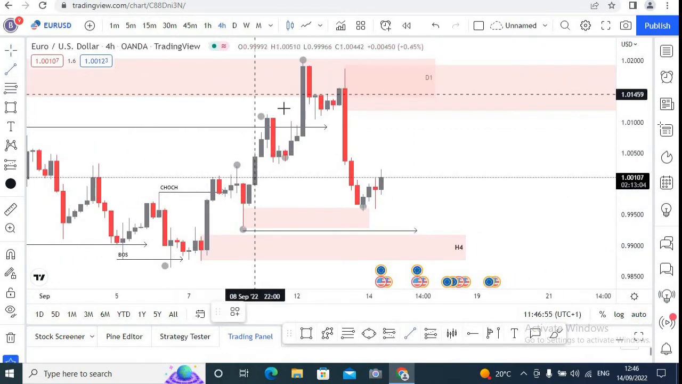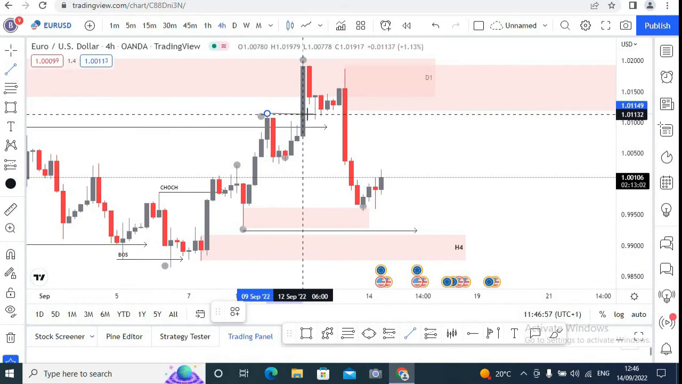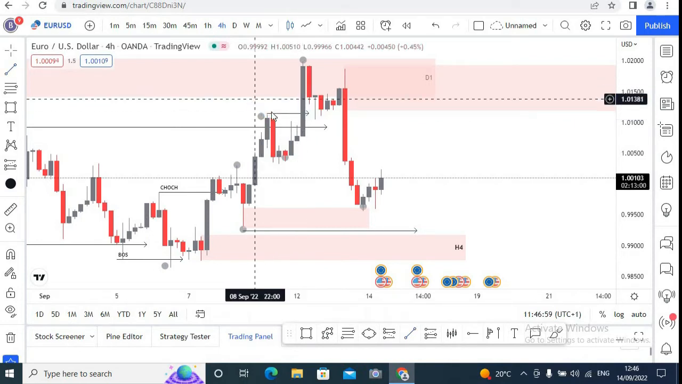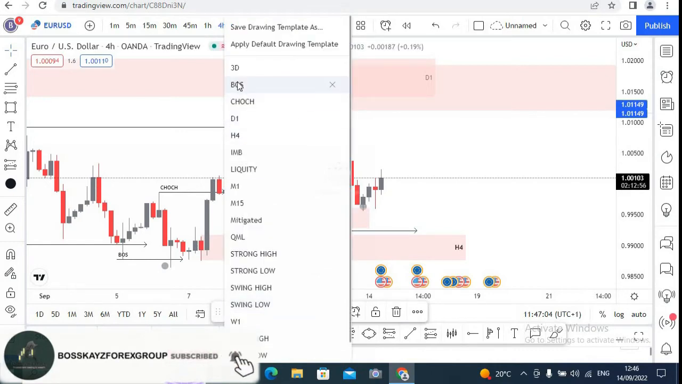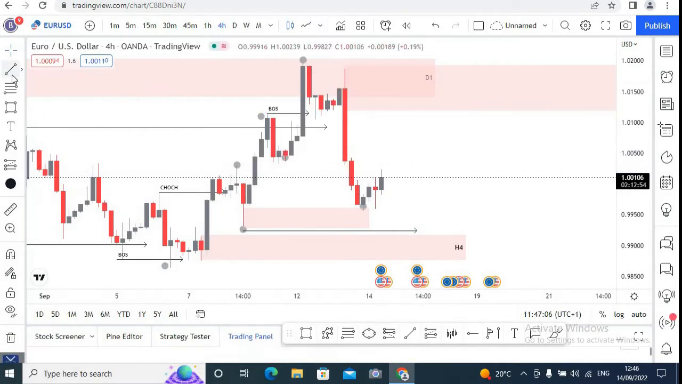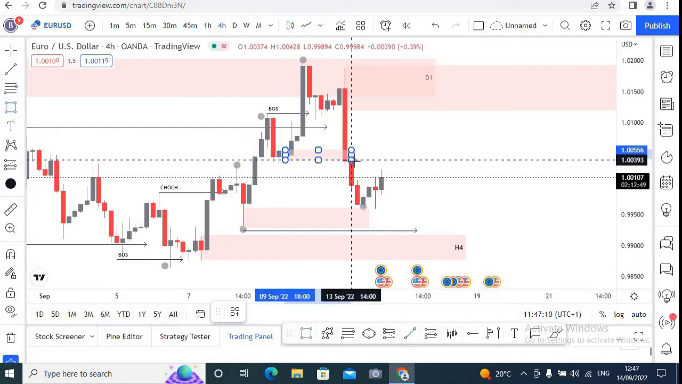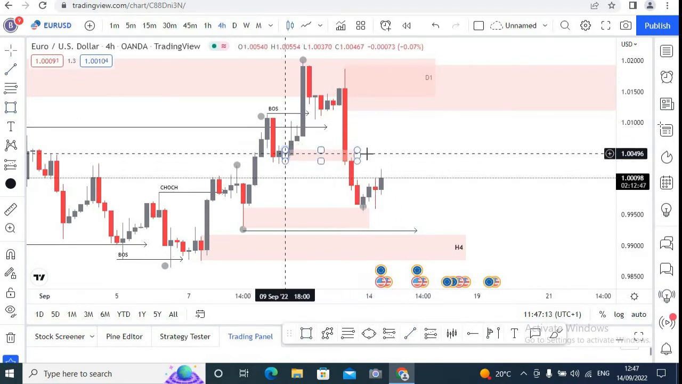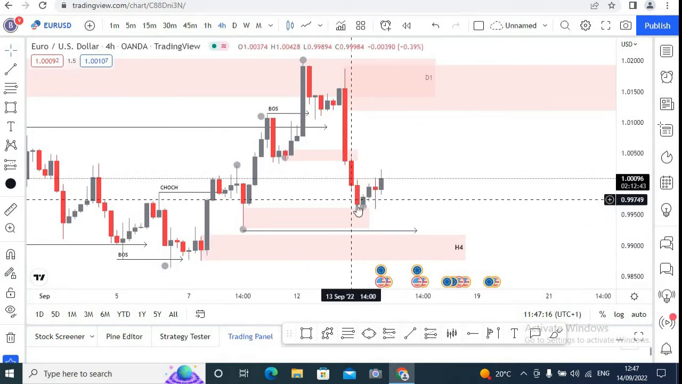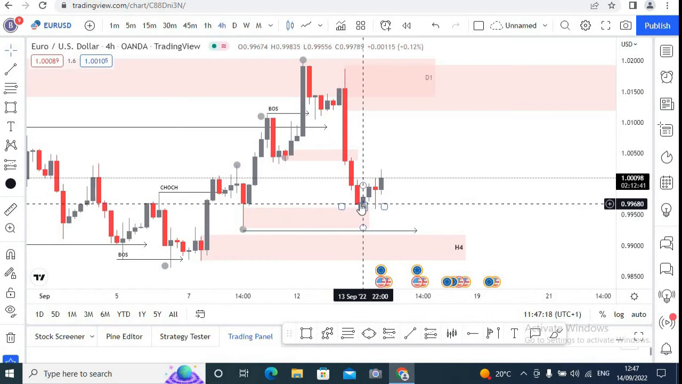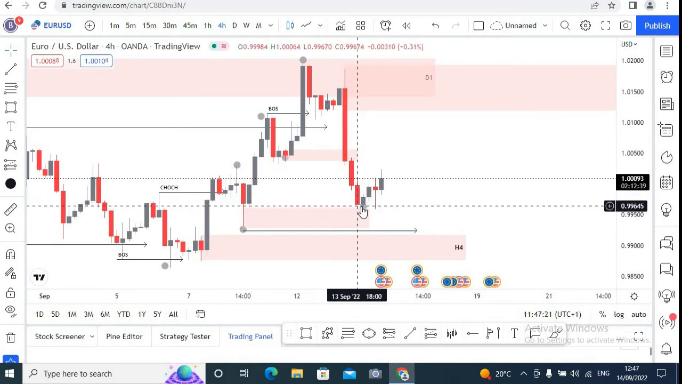We did have a nice breakout structure right here, something like this. We also have a nice demand level right here, guys. As you can see, this is a nice demand. So for me, this is not a nice price movement from the demand.